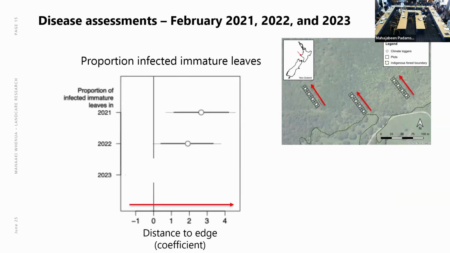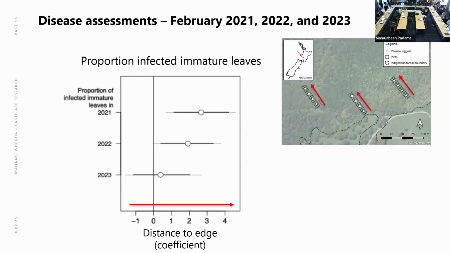So back to our annual assessments: in 2022, our results still showed that infections increased as you got further from the edge. But you'll notice that the influence of the edge this time is a little bit weaker. The point's a bit closer to 0. So we think we're starting to see this result mediated over time.